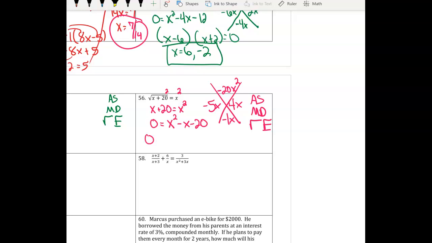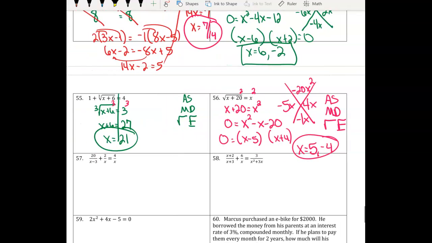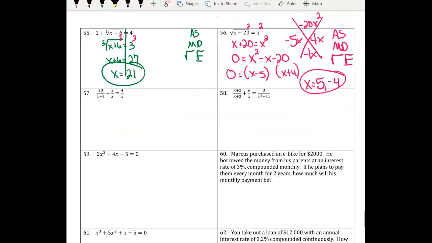And then my parentheses become x minus 5, x plus 4. So for now, my answers are 5 and negative 4. Okay, 57, going back to chapter 5, we will need to find a common denominator.